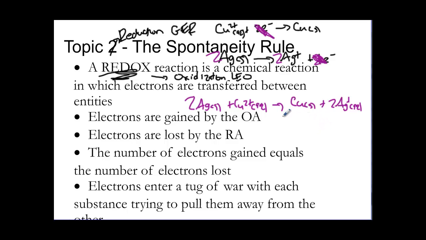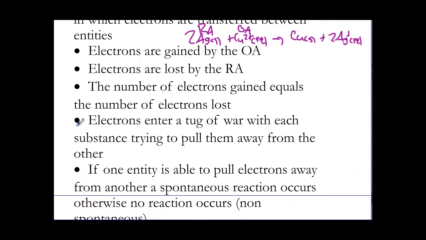A lot of terminology. If copper is being reduced, it's the oxidizing agent. And I have written right here, electrons are gained by the oxidizing agent. So this copper right here is going to be gaining those electrons because it itself is being reduced. And then electrons are lost by the reducing agent because this guy right here is actually being oxidized. So yesterday was a lot of terminology. Today I want to talk mostly about this bullet right here.